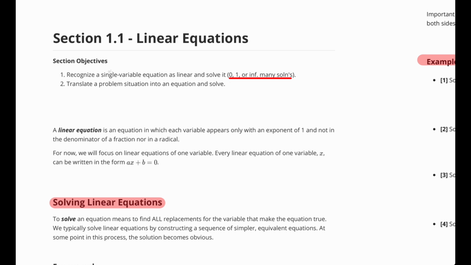We're going to translate the problem situation into an equation and solve. So that's where these application problems come into play, the ones that I just talked about a second ago. We're going to be translating those from English to math, because math will allow us to actually be able to solve those equations. So that translation piece is going to be super important for this section.